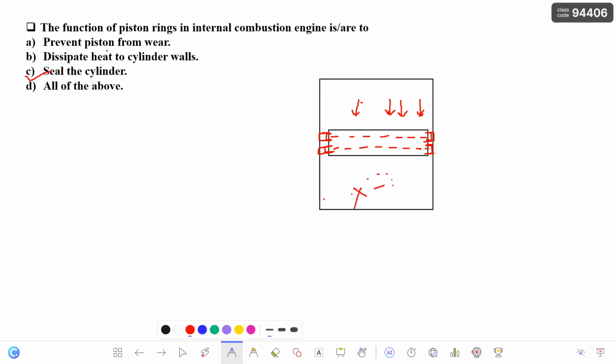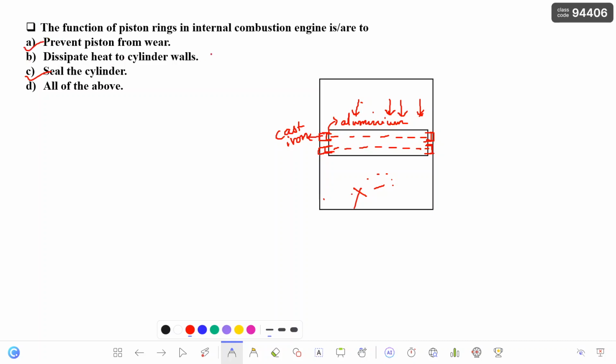Then, prevent the piston from wear. This is also a right answer, because the piston is generally made of aluminium, and this is cast iron. When there is repeated motion of the piston from top dead center to bottom dead center, there will be wear and tear, and we don't want the piston to get damaged because it is a very important component of the engine. So we have piston rings which prevent the piston from wear. So this is also the right answer.